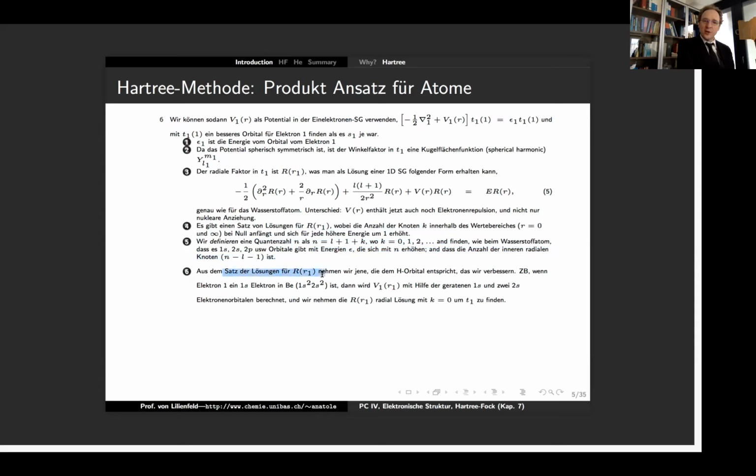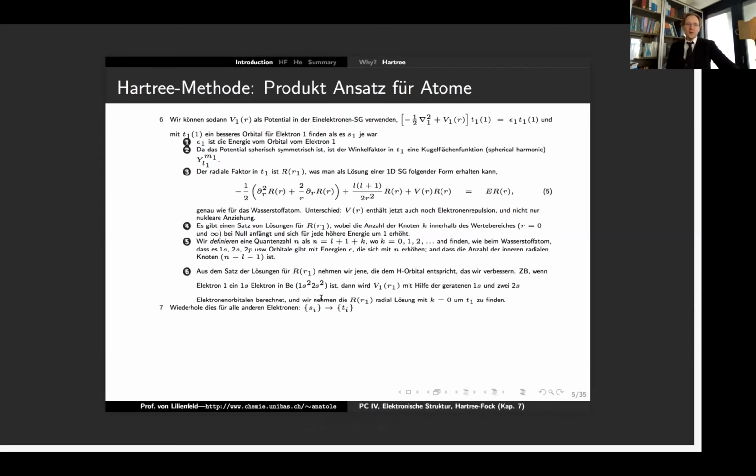From this set of solutions, we take those that correspond to the hydrogen orbital which we want to improve. So when electron 1 is a 1s electron, suppose in an atom like beryllium, then we take that solution which improves on the 1s orbital, so that comes closest to this. In this case, for instance, the one with the number of nodes being 0.